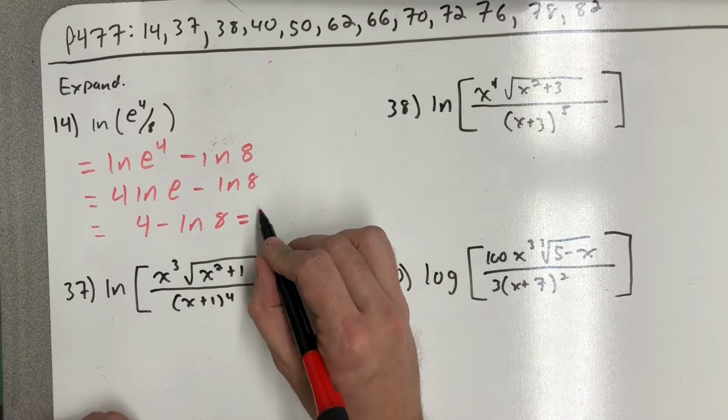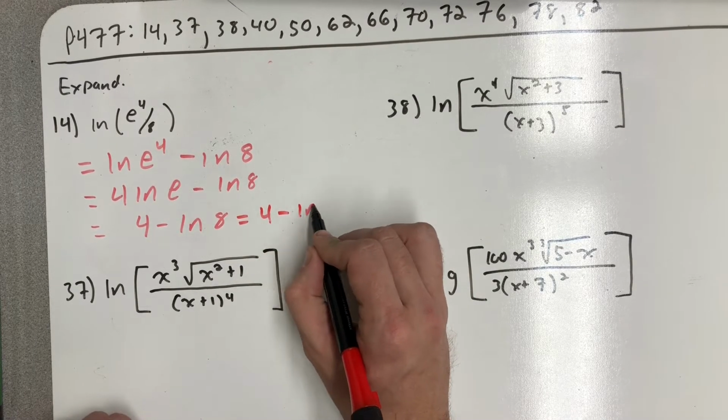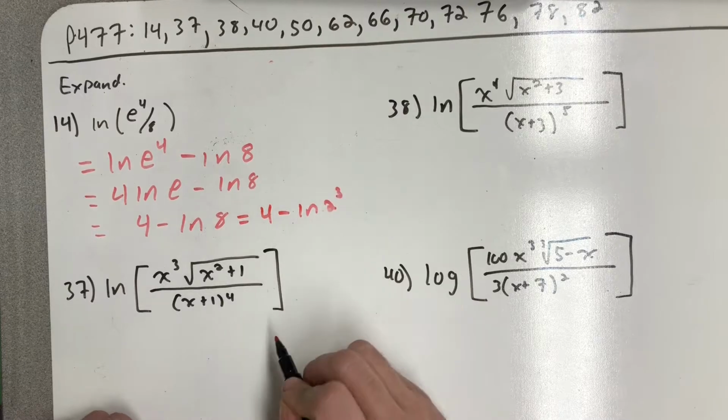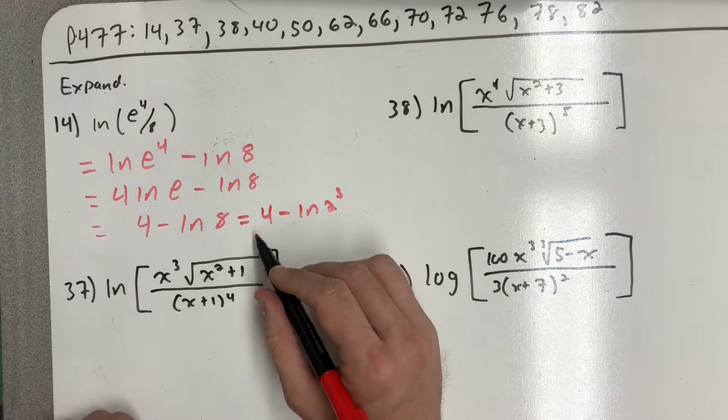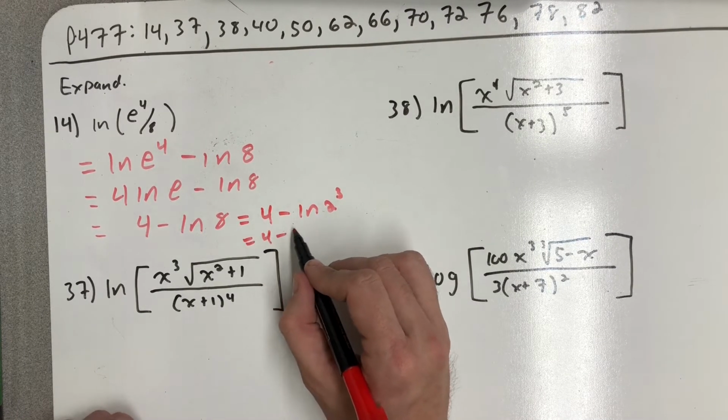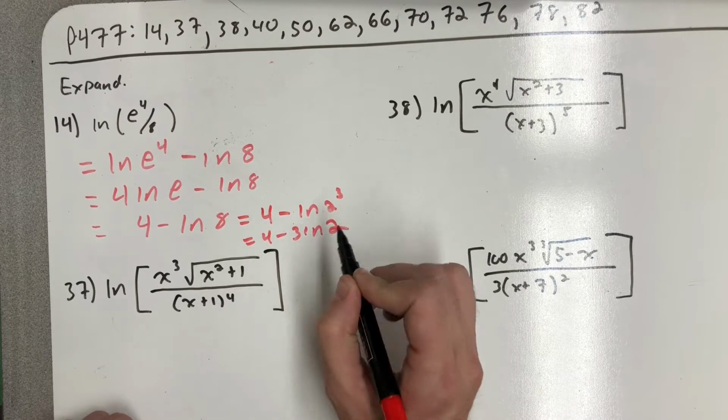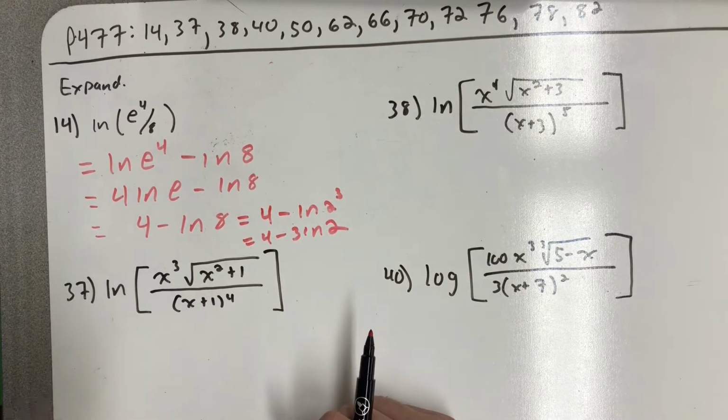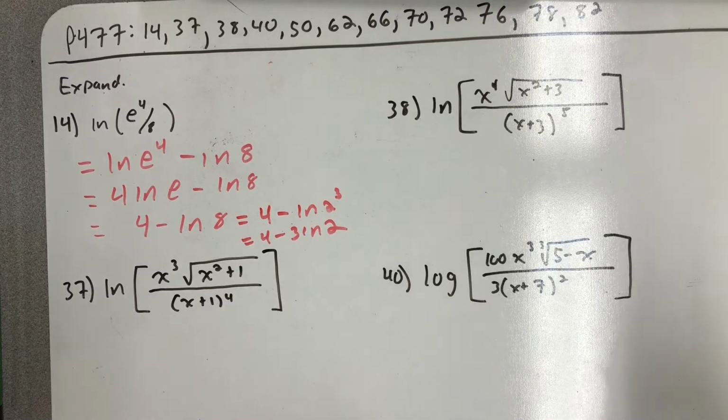I suppose if I really was looking for something else to do, I could remember that 8 is 2 to the 3rd, and then rewrite this as 4 minus 3 times the natural log of 2. That's not necessary, but we could do it if we were so inclined.